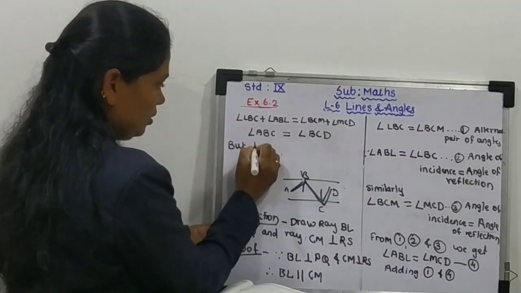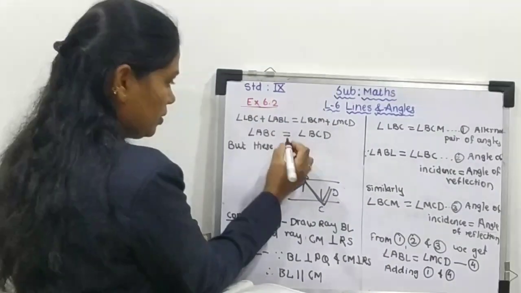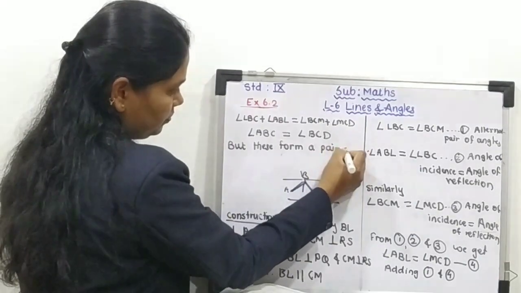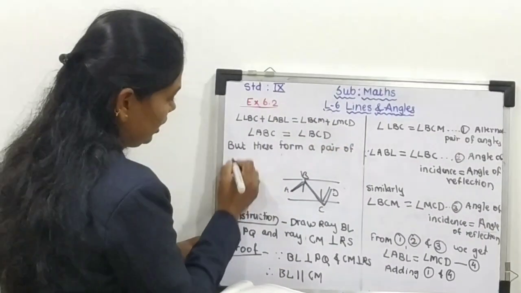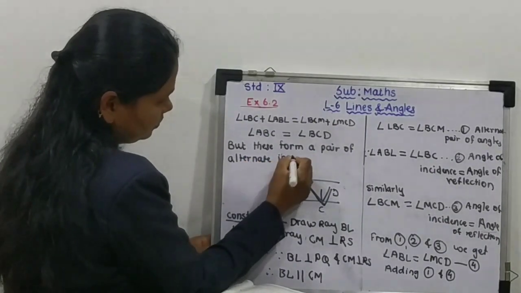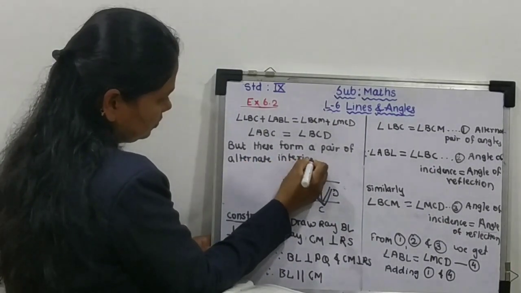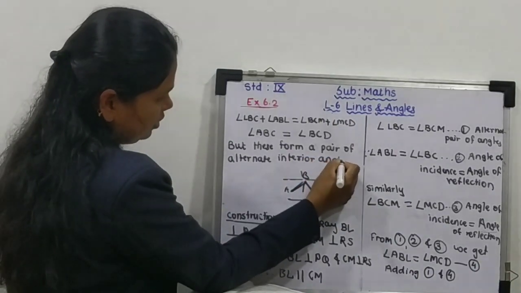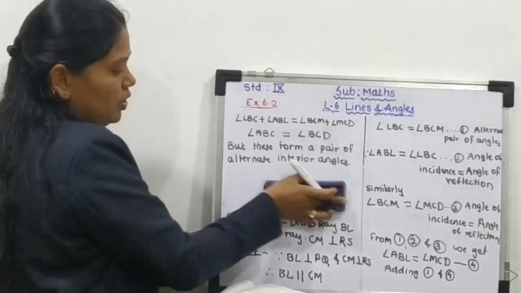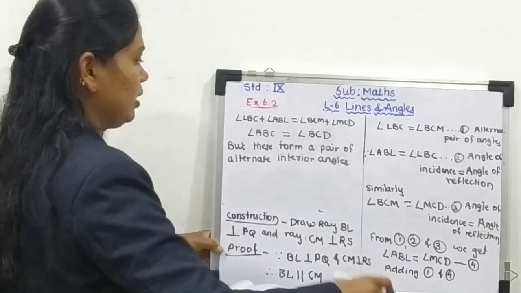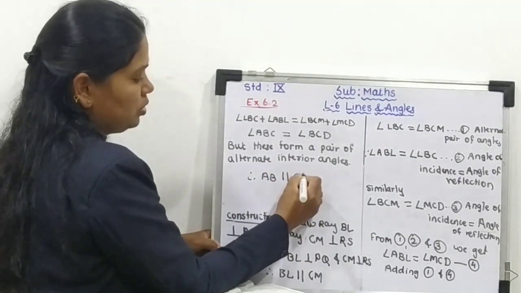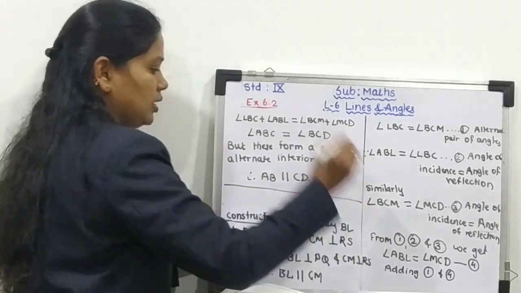So we will write here, but these form a pair of alternate interior angles. So what will we write? Once we have one pair equal, we can directly write, therefore AB is parallel to CD, and hence proved.